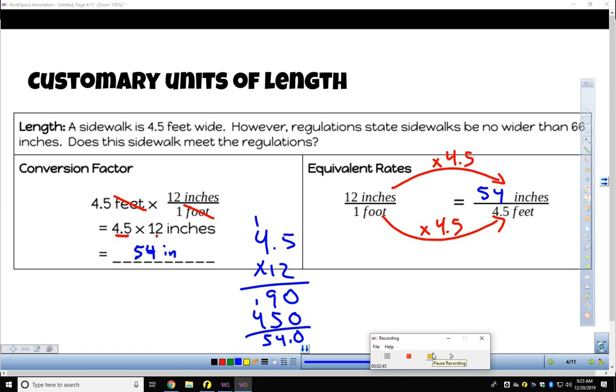I showed my computation here in the center, but that is 54 inches. Maybe you did that in your head. 4 feet times 12 inches is 48 inches. Half of 12 inches for that half a foot is another 6.